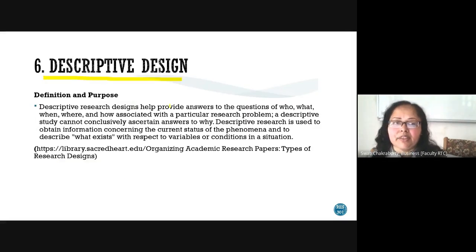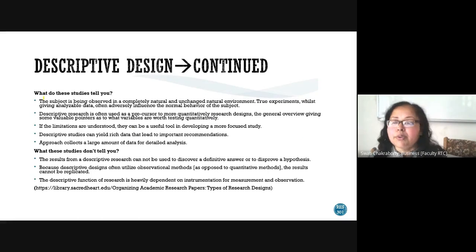Sixth is descriptive design, which helps to provide answers to the questions of who, what, when, where, and how associated with a particular problem. It cannot give answers to the question why. So it's used to obtain information regarding the current status of the phenomenon and to describe what exists with regard to the variables or conditions in a particular situation. What do these studies tell us? The subject is being observed in a completely neutral and unchanged natural environment.